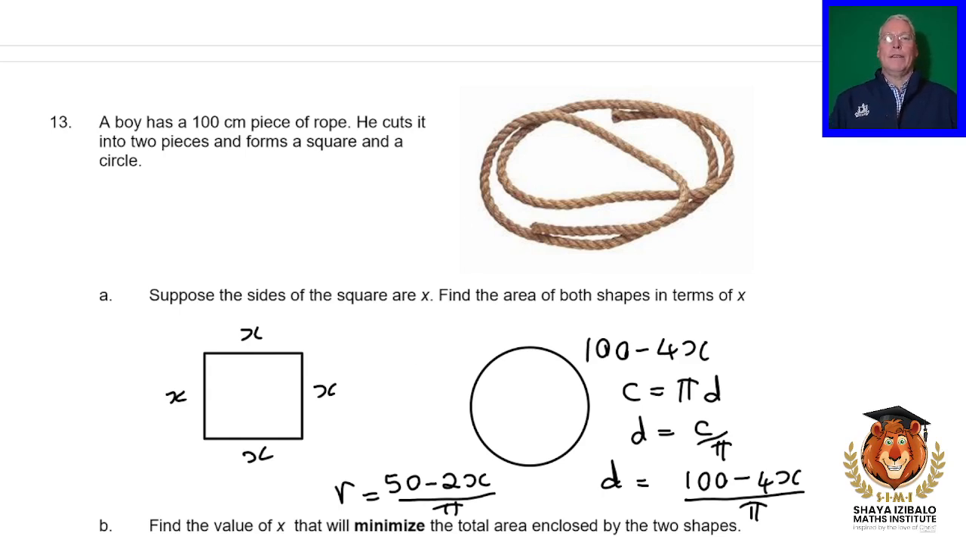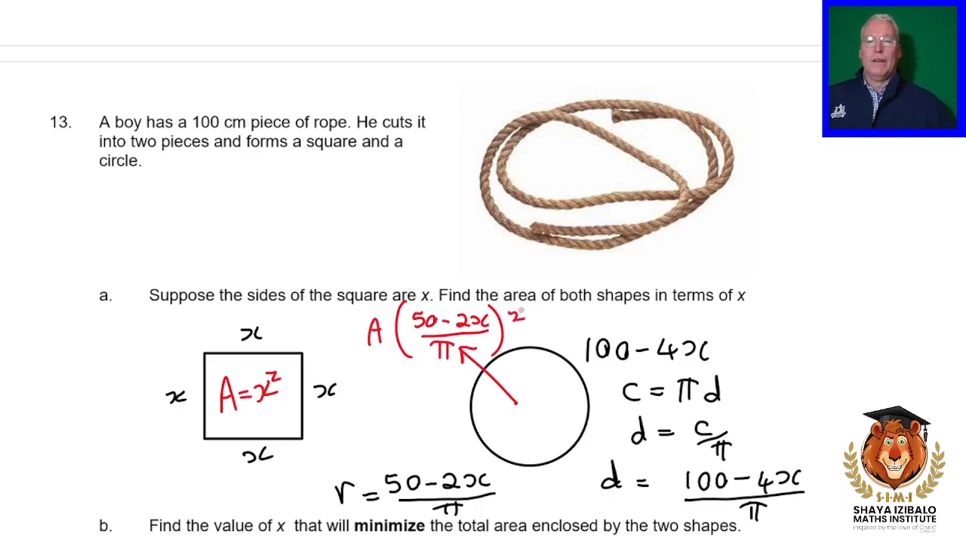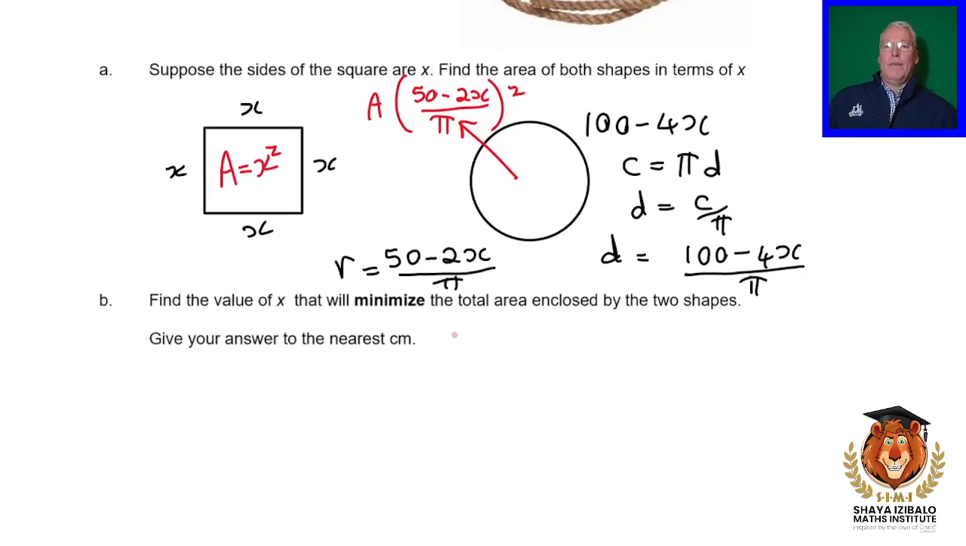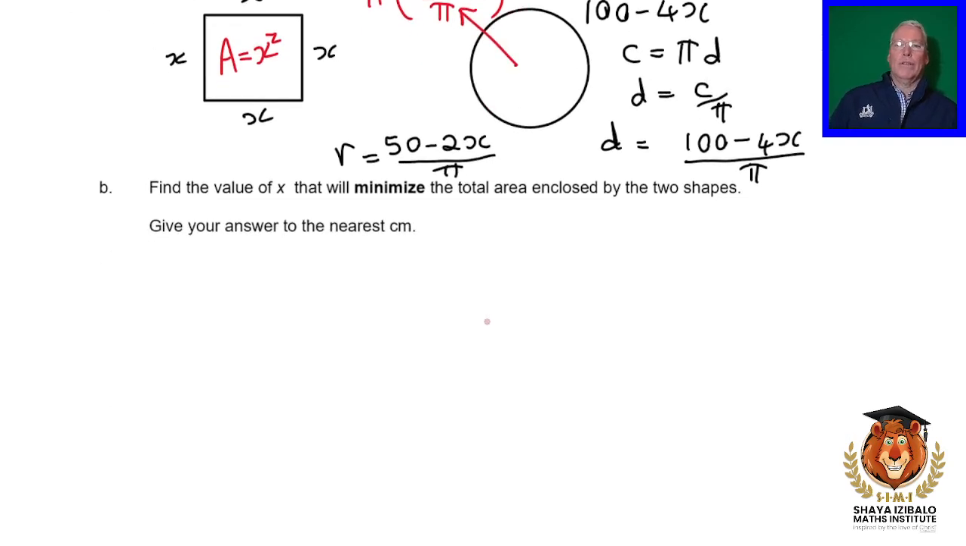Okay, the square is easy. The square just has an area of x squared. The circle has an area equal to pi times the radius squared. Now the radius squared is going to be (50 minus 2x) over pi, and we're going to square that. Right. Then it says, find the value of x that will minimize the total area enclosed.